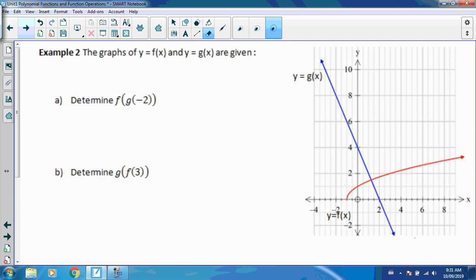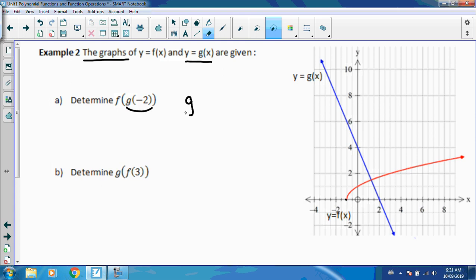All right. In this one, we're doing essentially the exact same thing, except instead of reading the values off of a table, now we're reading them off of the graphs of the functions. So f of x is shown here in red, this one. This is f of x. And the linear function in blue is g of x. And so we're asked first to find the f of the g of negative 2.